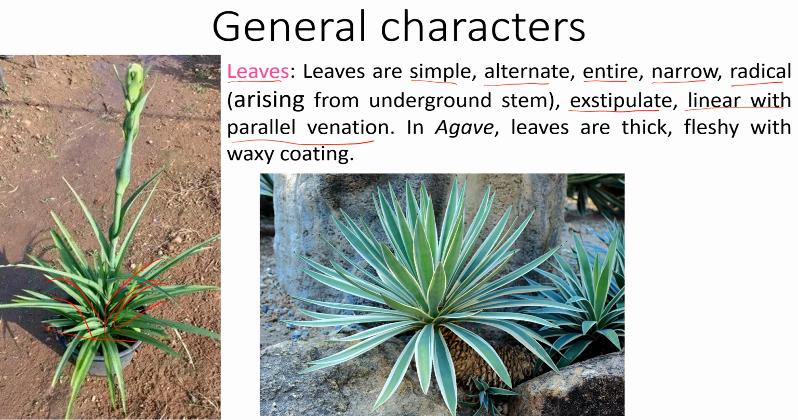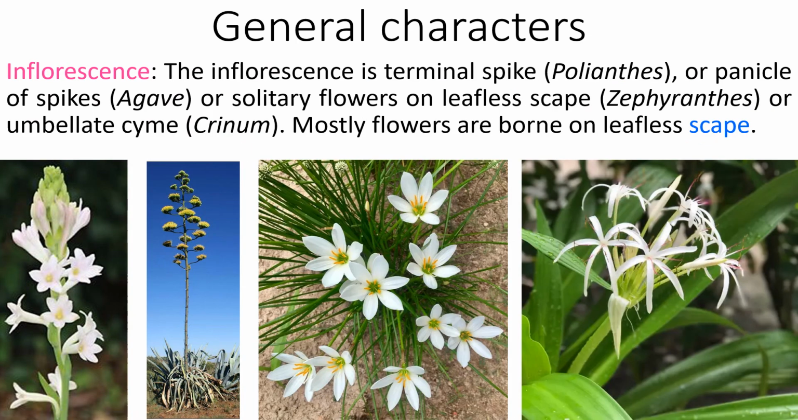In Agave, leaves are thick, fleshy with waxy coating. Here you can see the leaves are very thick and they show waxy coating. Inflorescence is a terminal spike in case of Polyanthus, which you can see in this diagram, or it is a panicle of spikes in case of Agave. Here you will see the panicles. These yellow color panicles are there.